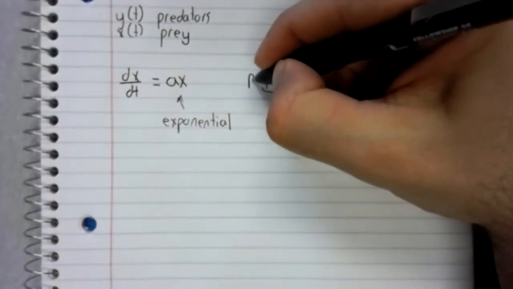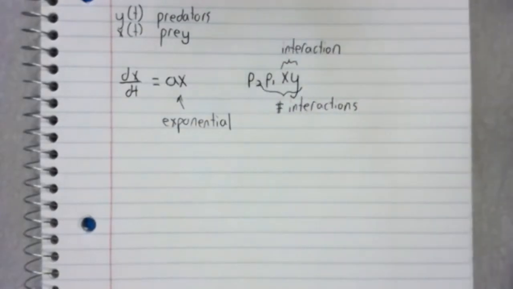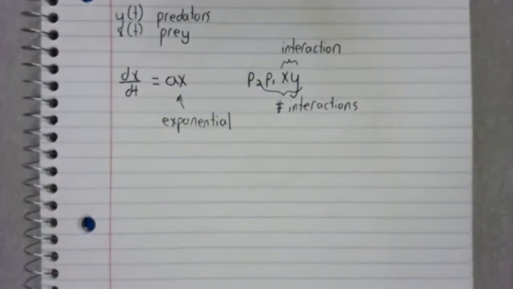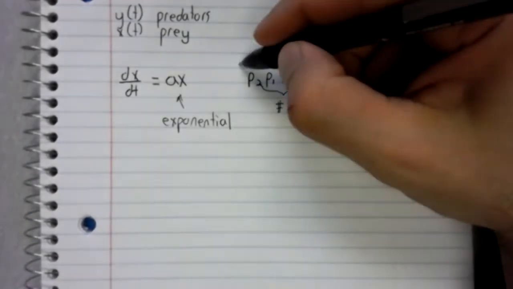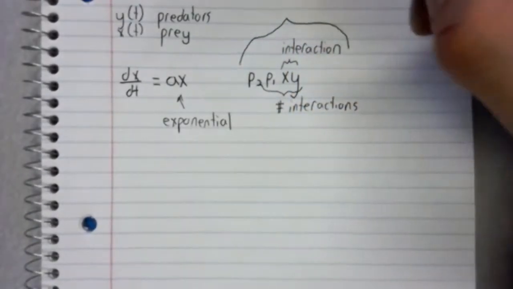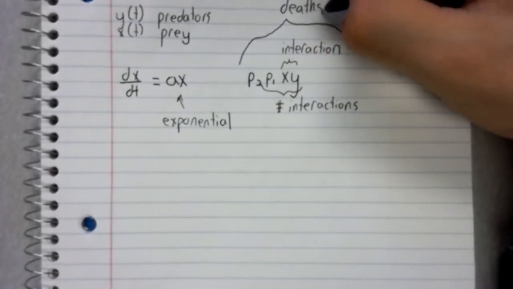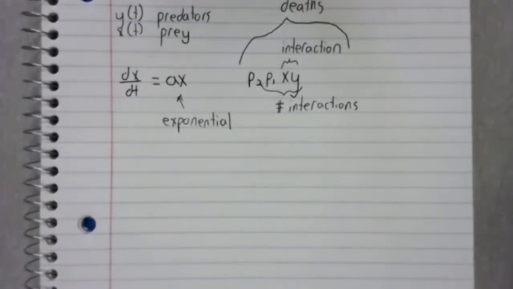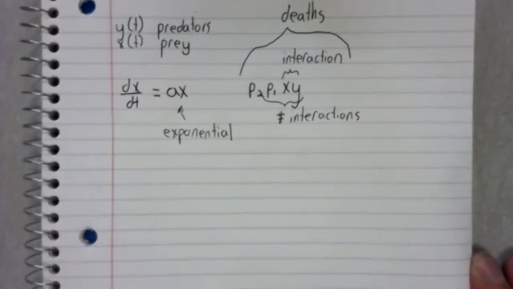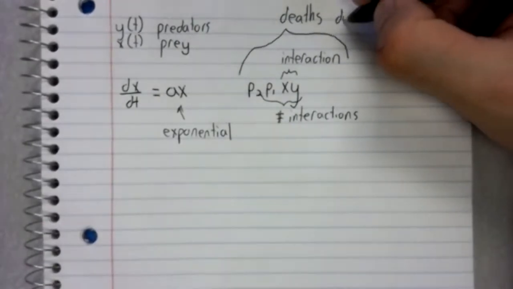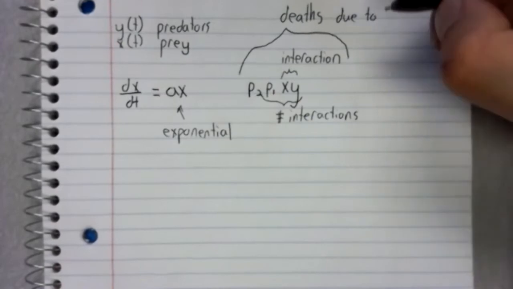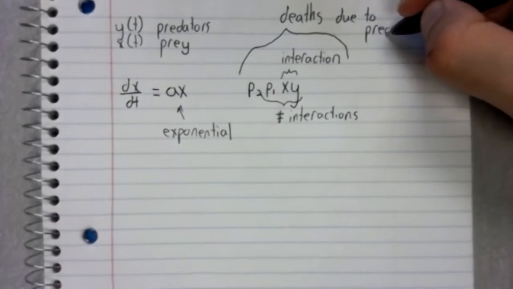Call P2 the probability that an interaction ends with the prey animal being eaten. Then over this time interval, this is the number of deaths due to predation.